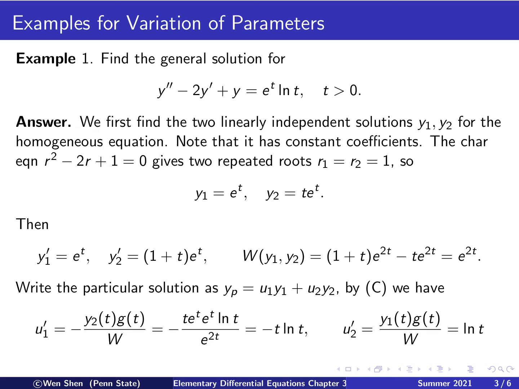And u2 prime is simply y1 times g over w. So it's the same expression, but here you just put y1, which is this term. And you see, it will be the same as this one, except dropping the t term, which you don't have, and you change the sign. So u2 prime is just ln of t. So once the derivatives of u1 and u2 are given, then we can recover the two functions by integration.